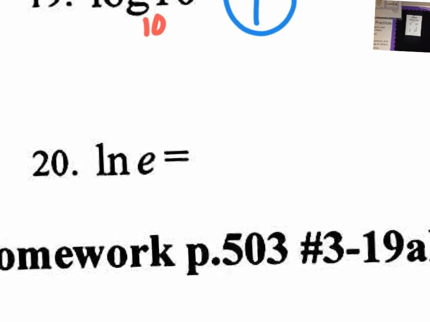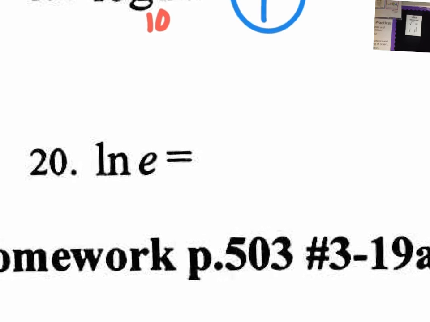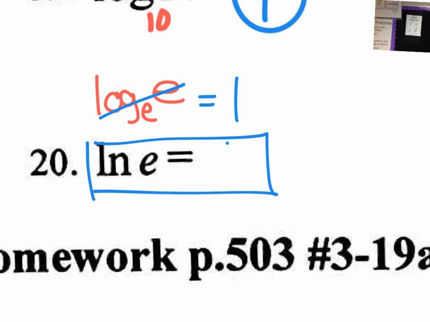Number 20 is interesting. A lot of people don't see how easy it is because, first of all, they forgot what ln means. What does ln mean? It's really log base e. So I really have log base e of e. And once again, when you have log base something of that same something, what's your answer? The answer is just 1. So that just cancels out. So right here, what's the answer to ln of e? It's just 1, because ln of e cancels out.